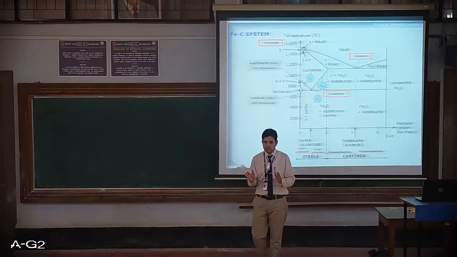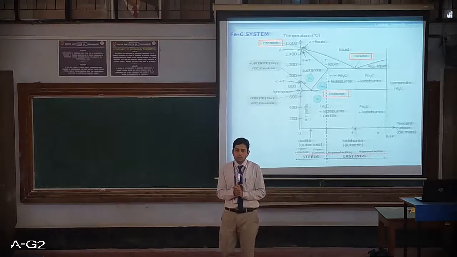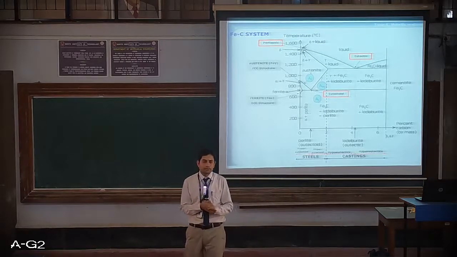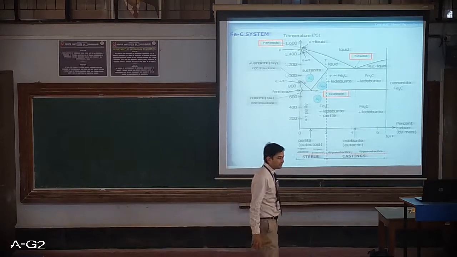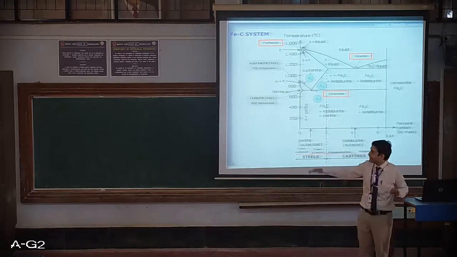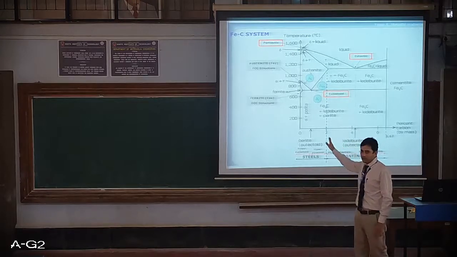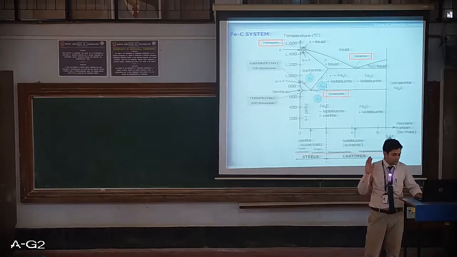This is cast irons. This we have discussed in the last chapter, that is the iron carbon phase diagram. So to show you what is steels and cast iron, I have put this slide, and the remaining things we have discussed, so I will not go into much detail into it. So that is the thing.